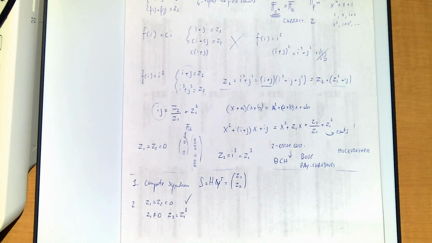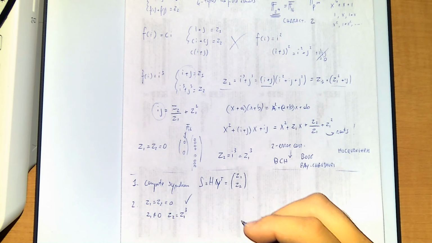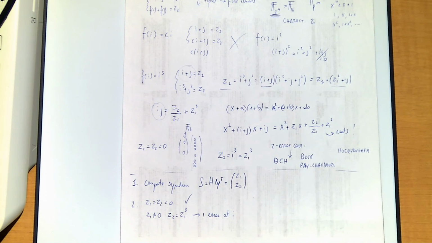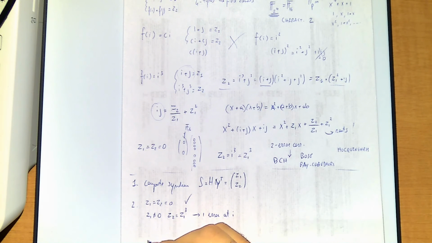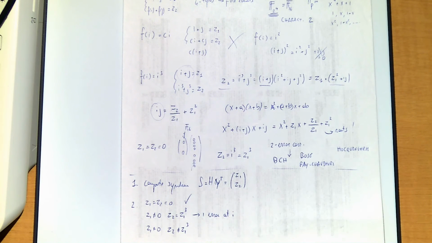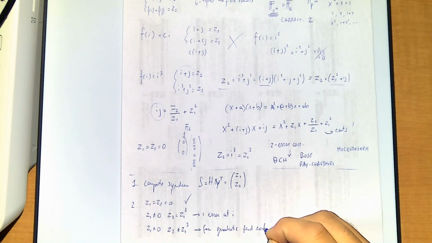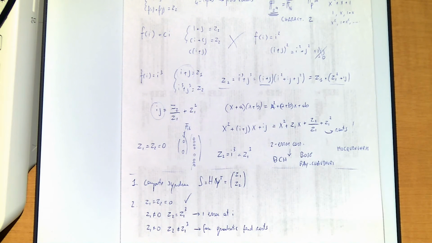Or z1 is not 0, but z2 is actually its cube. Well, then I know that the error is of the form i cubed. So there's only one error at position i. Or z1 is not 0, z2 is not the cube of z1. Then I have two distinct errors. Form the quadratic and find roots. And I expect to find exactly two distinct roots at positions i and j.